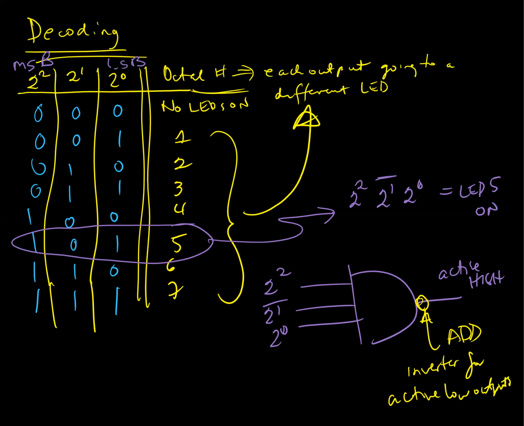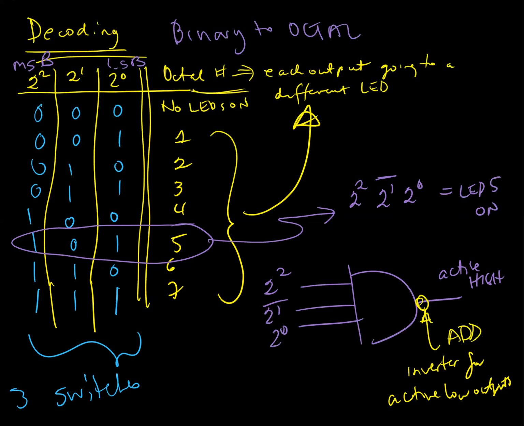Okay, but in that way, we could have an AND gate for each of these possible combinations wired to these same 3 input switches. So what we're saying here is that we're using 3 switches, and depending on the switches that we set high, we'll get a different LED coming on. So that is the process of decoding, and it is going binary to octal.